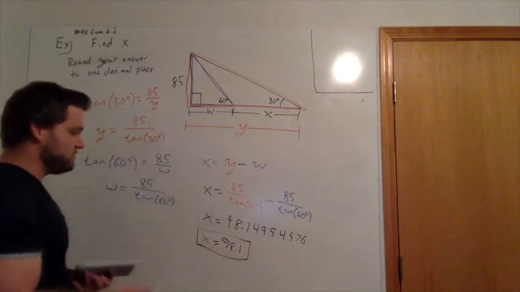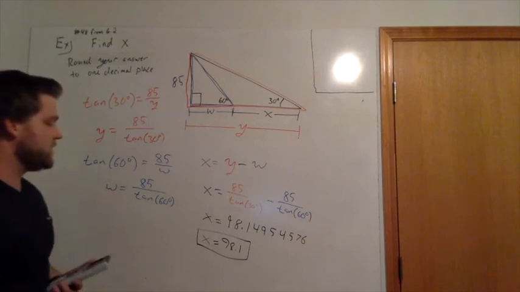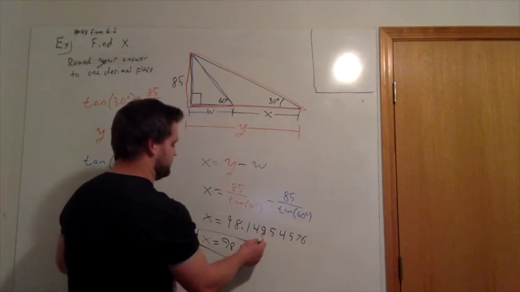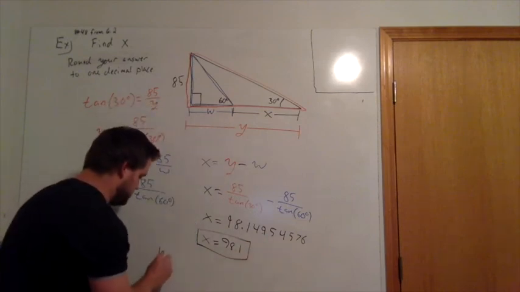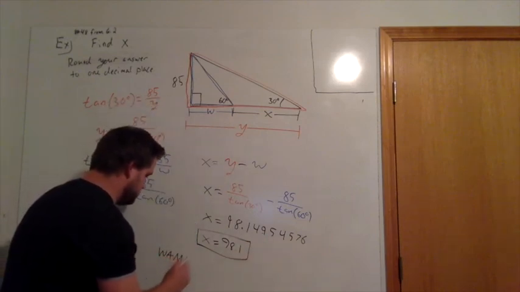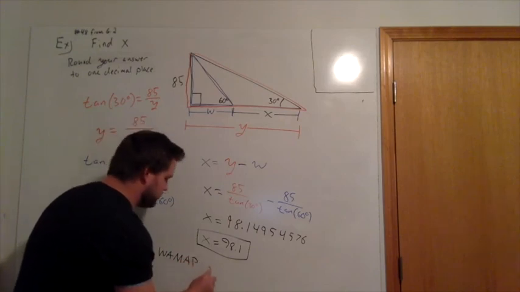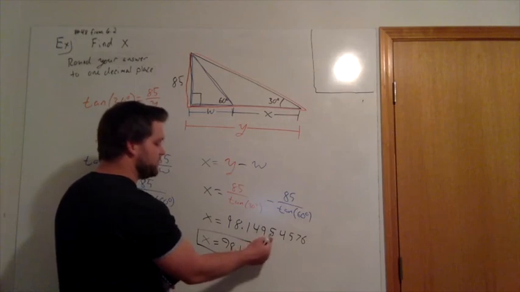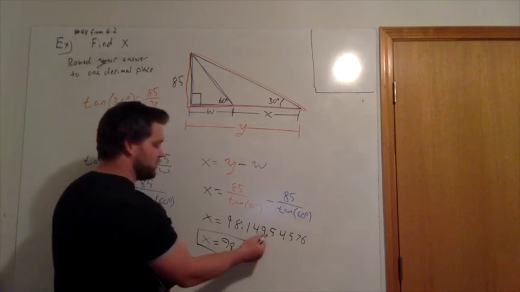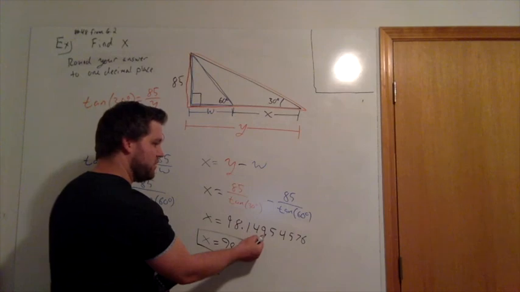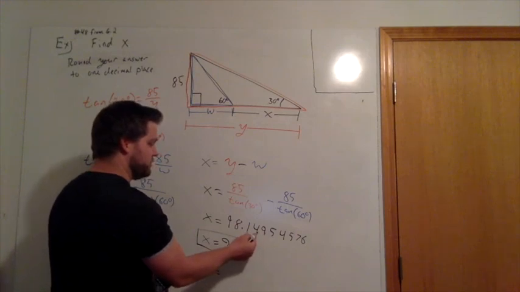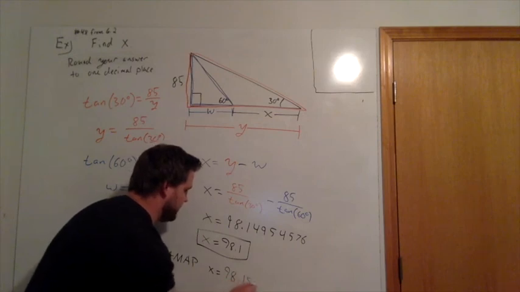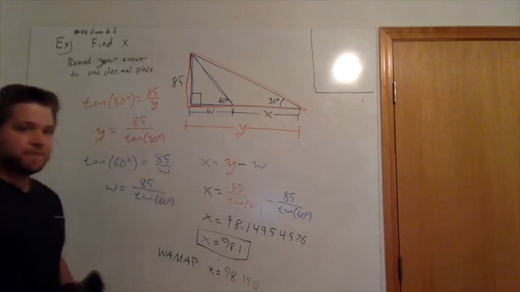Now, let's just say that this is a WAMAP question and it didn't specify how to round. We would want to make sure we round to at least 3 decimal places. So if this was WAMAP, what we should write is x would be equal to, I want to round to 3 decimal places, so I'll look at the 4th decimal place. Since this is 5 and bigger, I'm going to round the 9 up to 10 to make this a 0, and then I'll round the 4 up to 5. So it would be 98.150. So this is what you would enter in WAMAP.